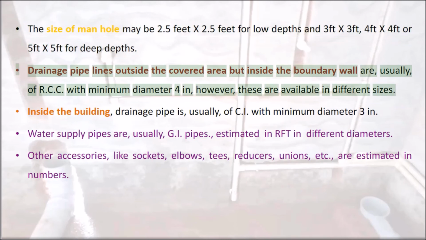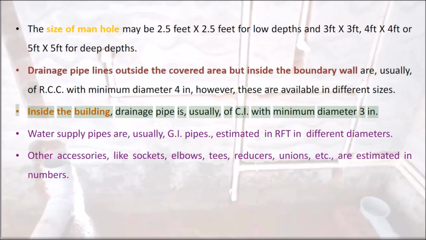Drainage pipelines outside the covered area but inside the boundary wall are, usually, of R.C.C. with minimum diameter 4 in, however, these are available in different sizes. Inside the building, drainage pipe is, usually, of C.I. with minimum diameter 3 inches.